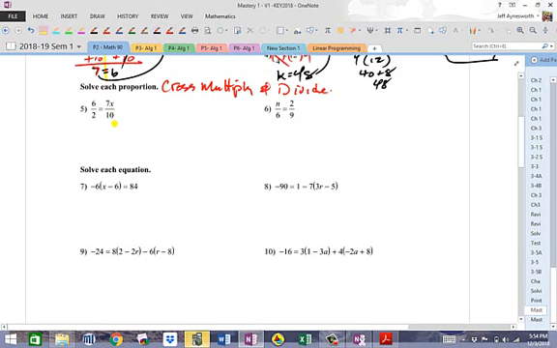So what we're going to do is take the cross products here, and then take 6 times 10, and then 2 times 7x. So 2 times 7x is equal to 6 times 10. Cross multiply. Simplify here, you get 14x equals 60. Step 2, this is step 1 obviously. Step 2 is called division, right? 14 times x, well, you got to divide by 14.